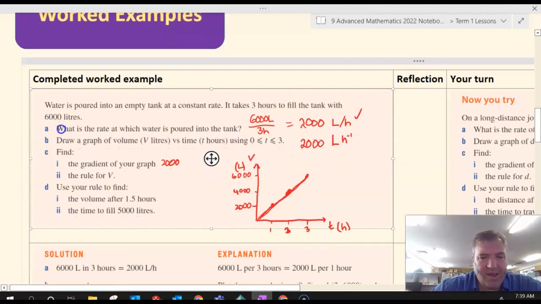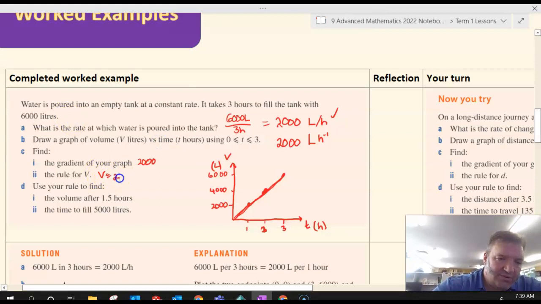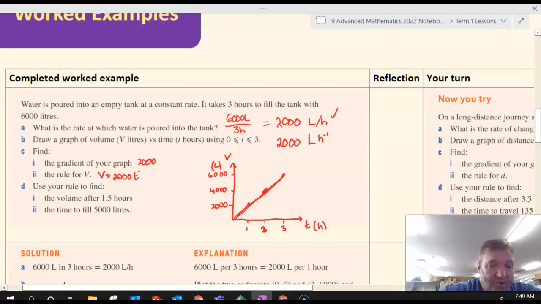But there we go. The rule for the volume. So the volume equals 2,000. That was my rate, multiplied by the number of hours. Find the volume after 1.5.